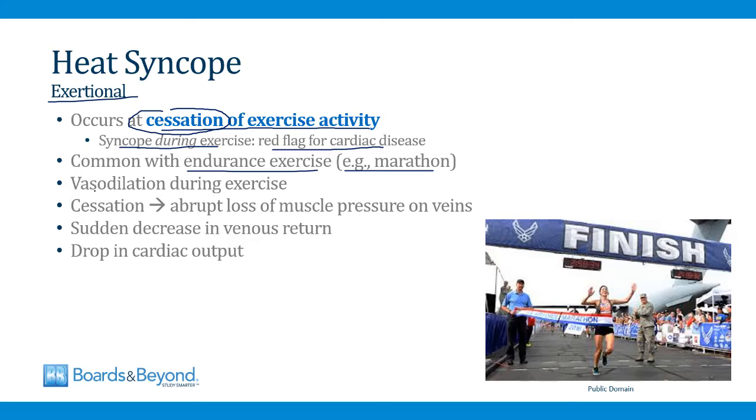And there are two mechanisms behind heat syncope. The first one is as you exercise, there's vasodilation in your skin as your body tries to dissipate heat. In addition, while you're exercising, when you contract your muscles, that puts pressure on veins, which pushes blood back to the heart. So when you stop exercising, there's an abrupt loss of this muscle pressure on veins, and that can cause a decrease in venous return. And when the venous return falls, that lowers the cardiac output. And if you also have ongoing vasodilation from exercise, this is a setup for syncope.